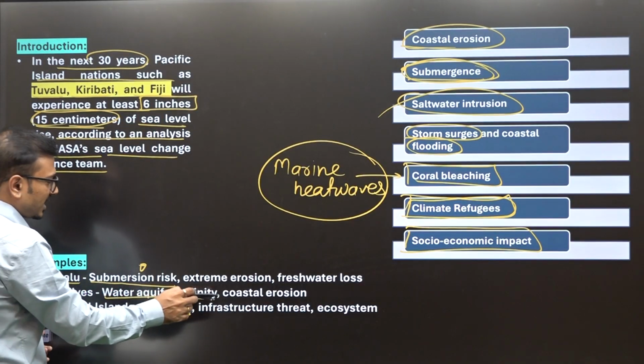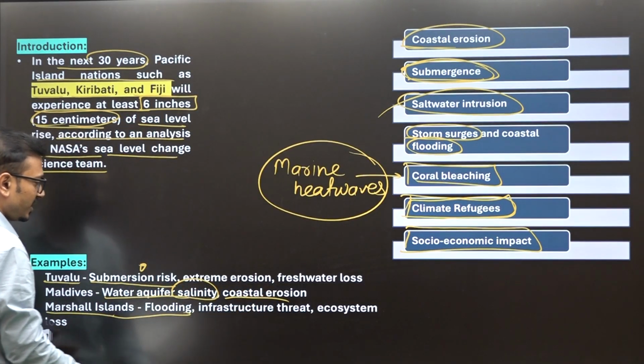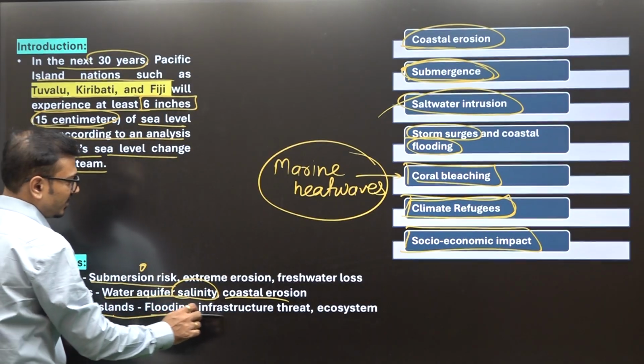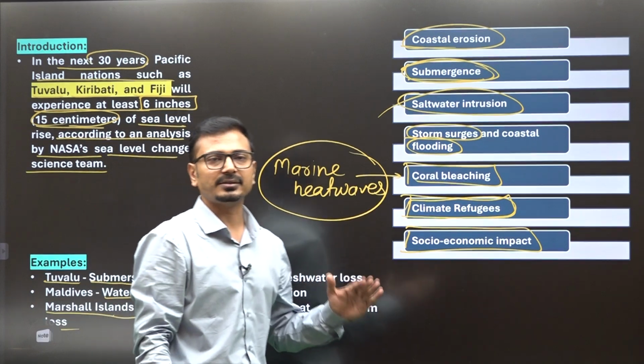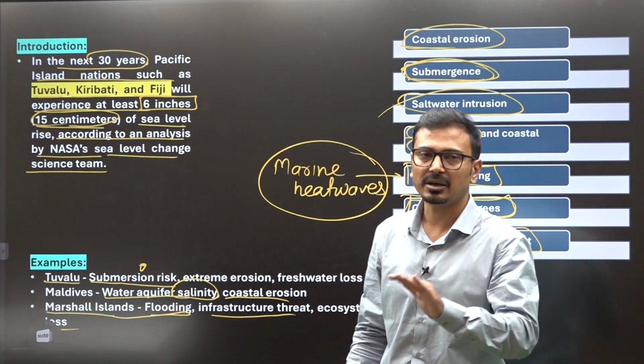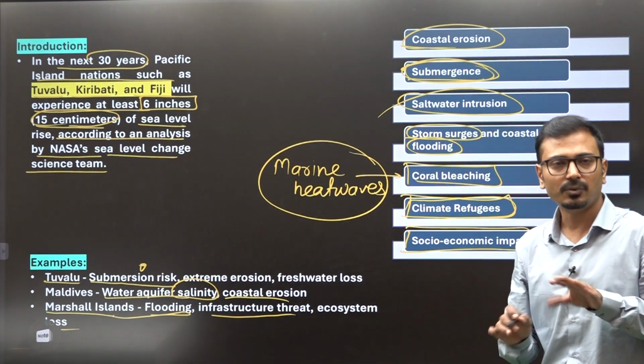Maldives: water aquifer salinity is increasing, coastal erosion is there. Or Marshall Islands: flooding, infrastructure threat, ecosystem loss. In this manner, you can give 3-4 examples, at least 2 from the Pacific and 2 from the Indian Ocean, a variety of examples you should give.